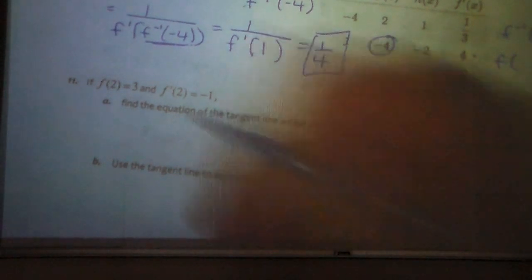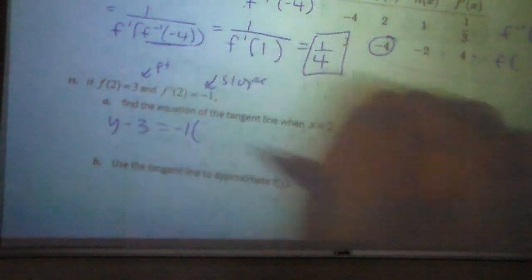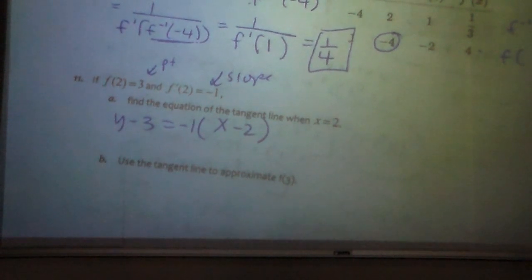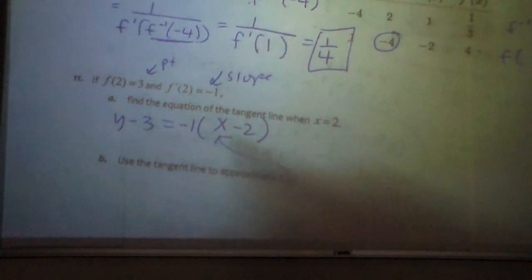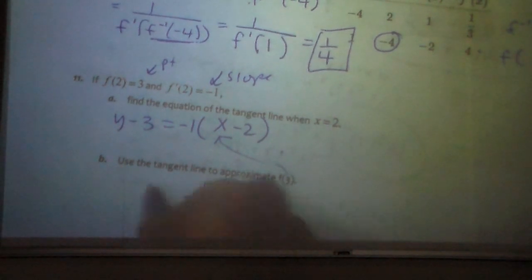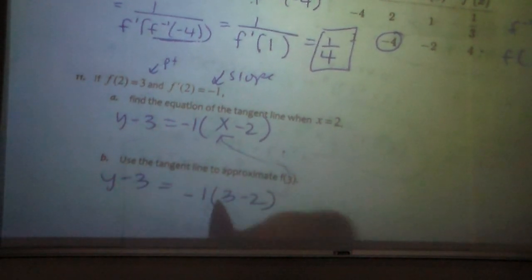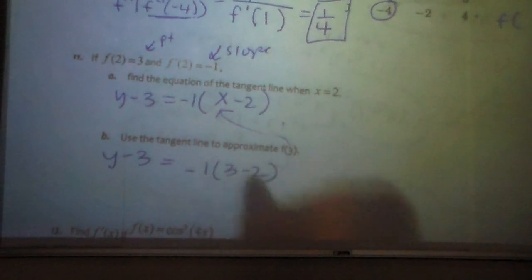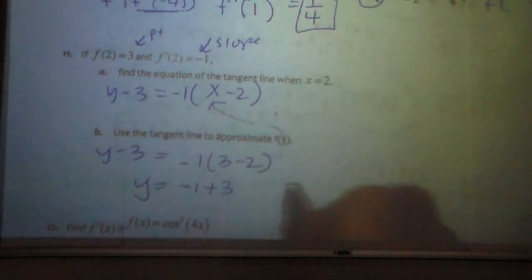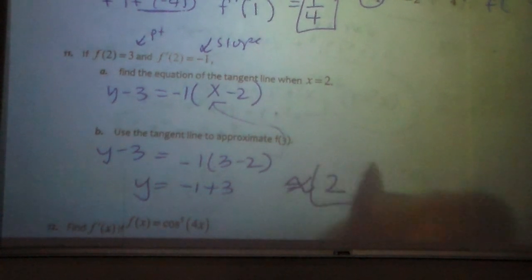Equation of the tangent line, so this right here is my slope, this is my point, so y minus 3 equals negative 1, x minus 2. Use the tangent line to approximate f of 3. That means plug in 3 for the x value into my tangent line, so that's negative 1, 3 minus 2 equals y minus 3. 3 minus 2 is 1, times negative 1 is negative 1. Add the 3 over to get y by itself, then your answer is, it approximately would be 2.